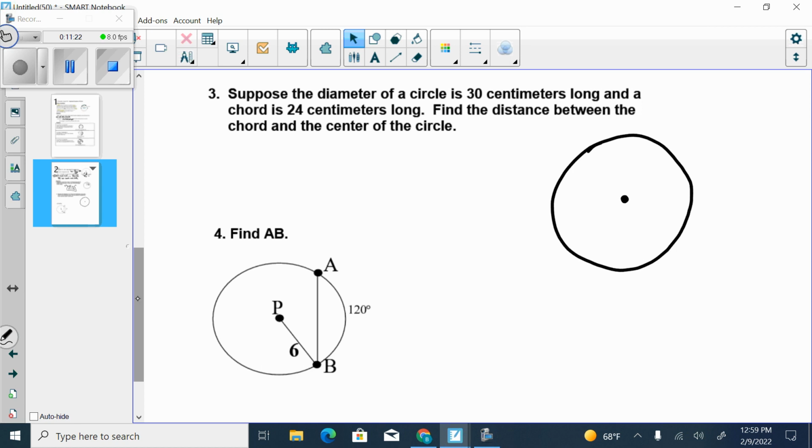Okay. They said that we have a diameter. They did not specify where that diameter is. You could draw it wherever you want. So maybe you draw it diagonal through there, something like this. Well, if the diameter is 30, what do I know this half and this half must both be?